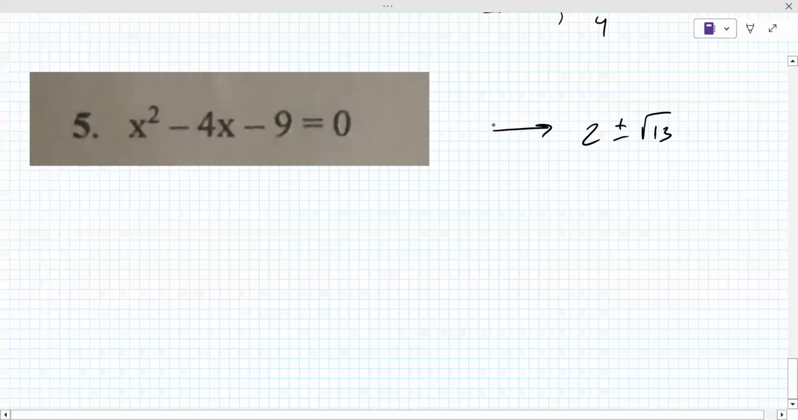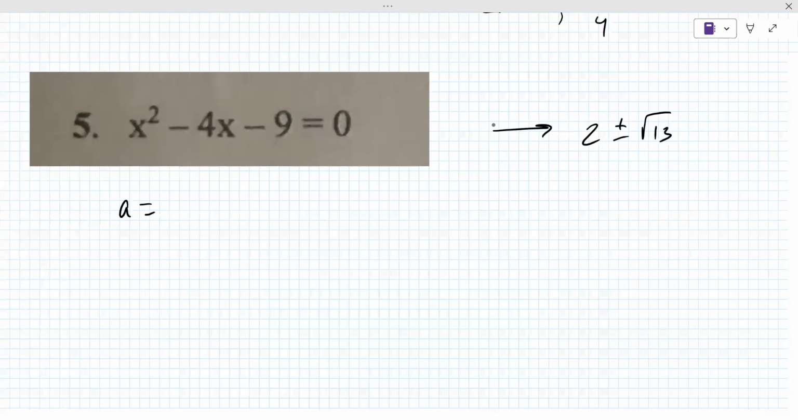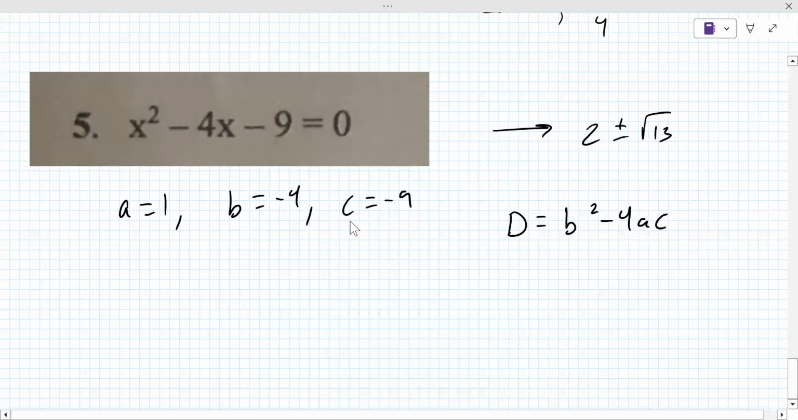We know the target. A is 1, B is -4, C is -9. So one of the things that we did to try to make the calculation better is to do the discriminant first, the B squared -4 AC. Will you do that for us, please? Sure.